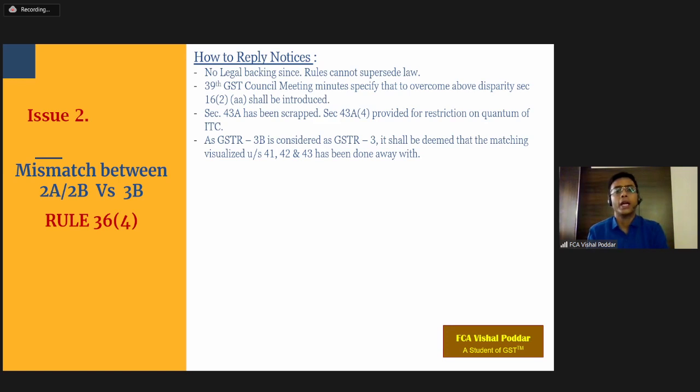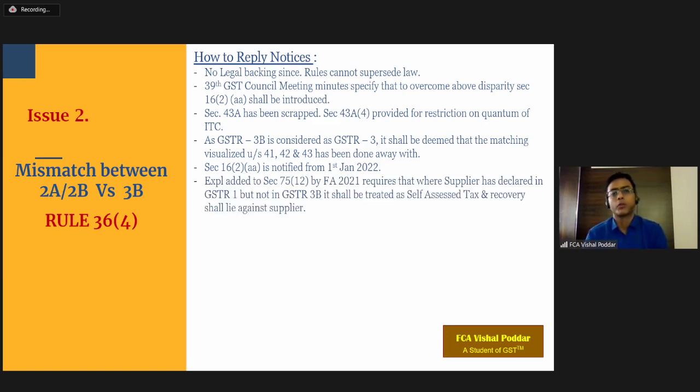This itself shows that introducing 3B was a mechanism of overcoming 41, 42, 43 because the system did not support matching mismatching, and hence the reversal required for matching mismatching as envisaged in these sections will not apply. Yes, from 1st of Jan 2022, you have no choice, but you should comply with this particular provision.